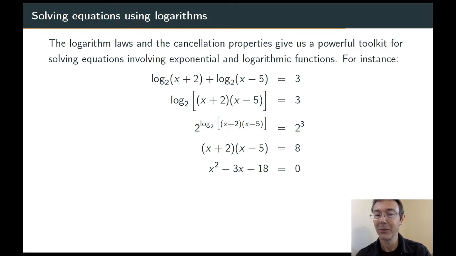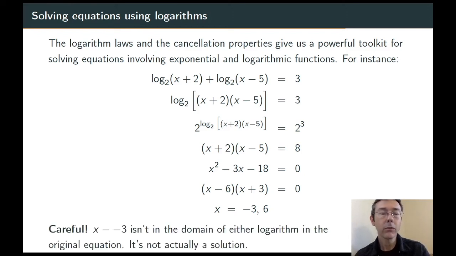x squared minus 3x minus 18 equals 0. Factor that: (x minus 6) times (x plus 3) equals 0. So x equals 6 or x equals negative 3. You have to be a little careful on problems like this. Notice that negative 3 isn't in the domain of either of the original logarithms.